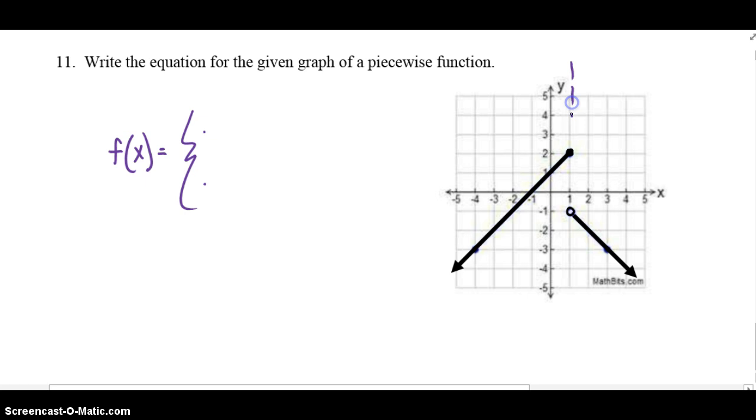Another thing I want you to notice is this boundary line. See how there's a boundary line and it looks like it's at x equals 1? That means when we write out our equations, it should be if x is less than or equal to 1 and if x is greater than 1. See if you can figure out what those equations of each of those pieces are.